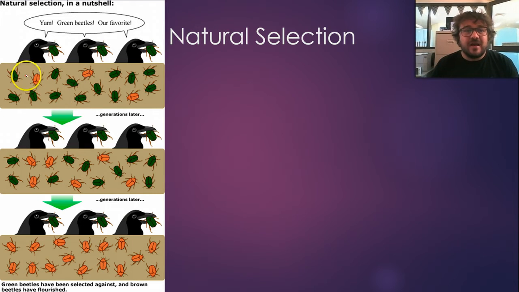So let's see how natural selection goes. Here are some birds. It says young green beetles are our favorite, but most likely the brown beetles are probably a bit better hidden on this surface than the green beetles are. So generations later, they're still eating mostly green beetles, but you see that you've got more brown ones. And then over time, the brown beetles are the ones that survive.